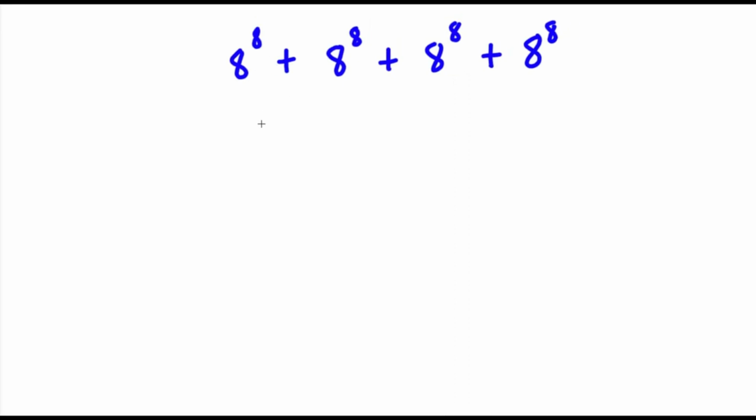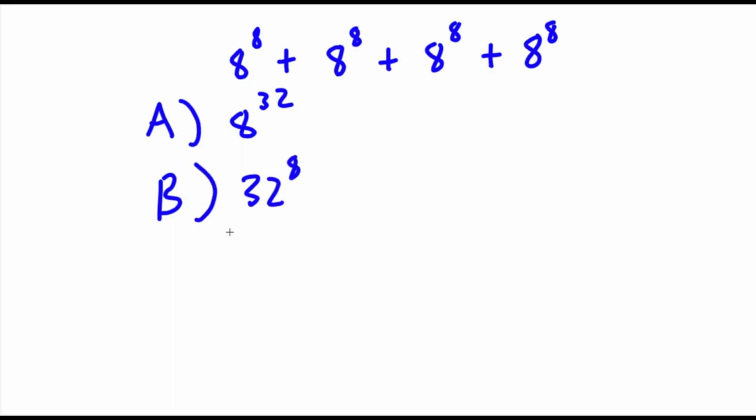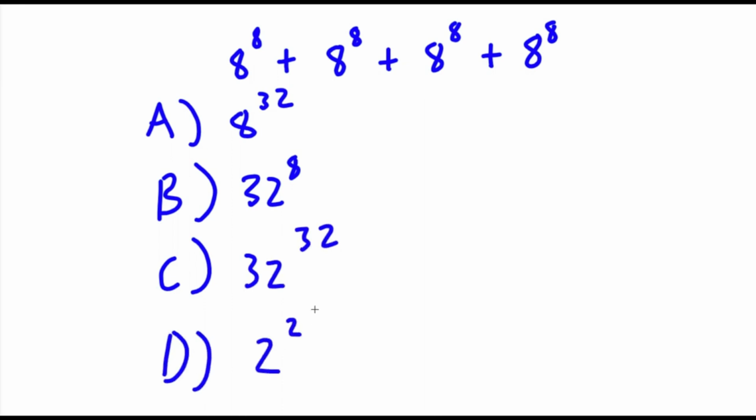Now, to solve this problem, I first have 4 answer choices. My first answer choice A is 8 to the power of 32. My second answer choice B is 32 to the power of 8. My third answer choice C is 32 to the power of 32. And my final answer choice D is 2 to the power of 26. If you know how to solve this problem, you can try to find out which answer choice it is.